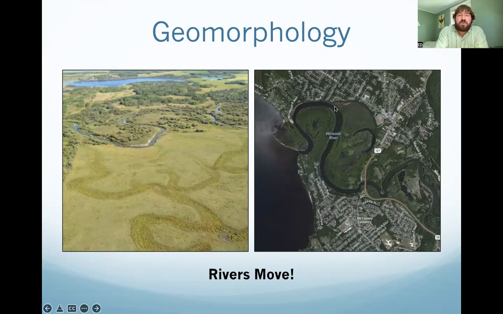So as the river moves in the future, rivers need to have some ability to move. And that's something that people have been thinking about more and more now, as we've learned more about how river processes work.